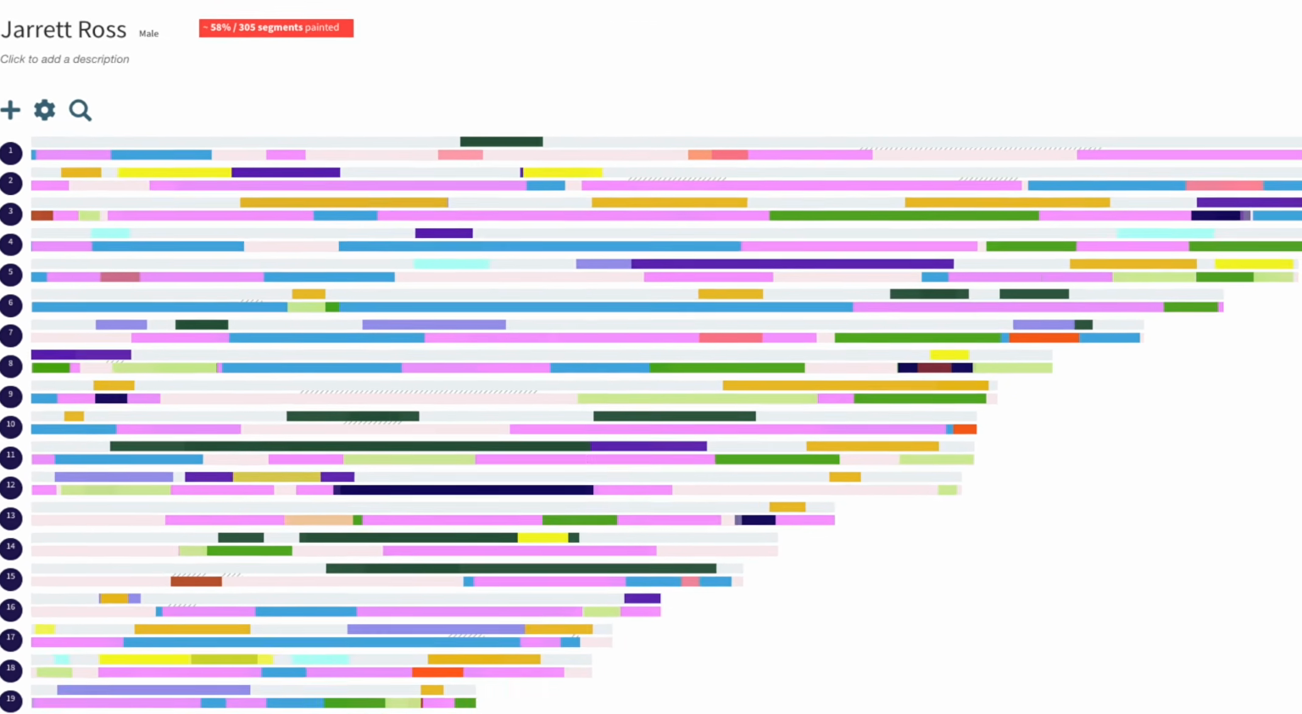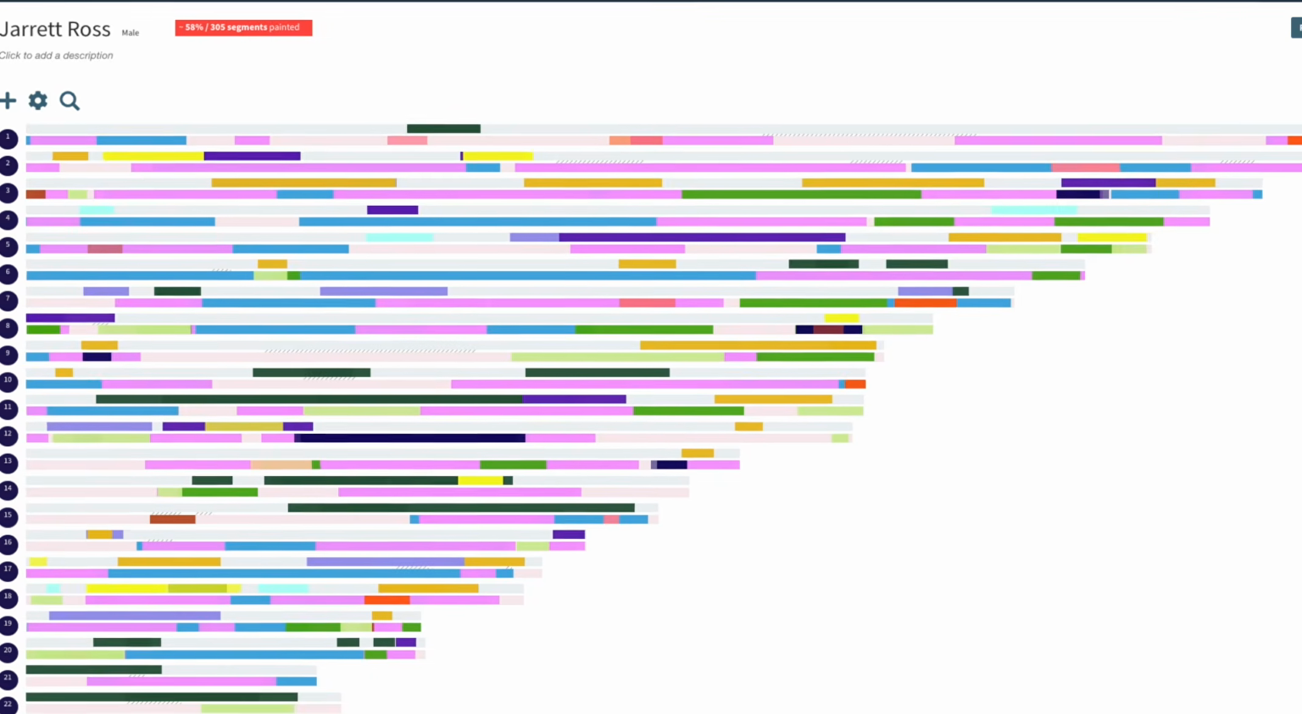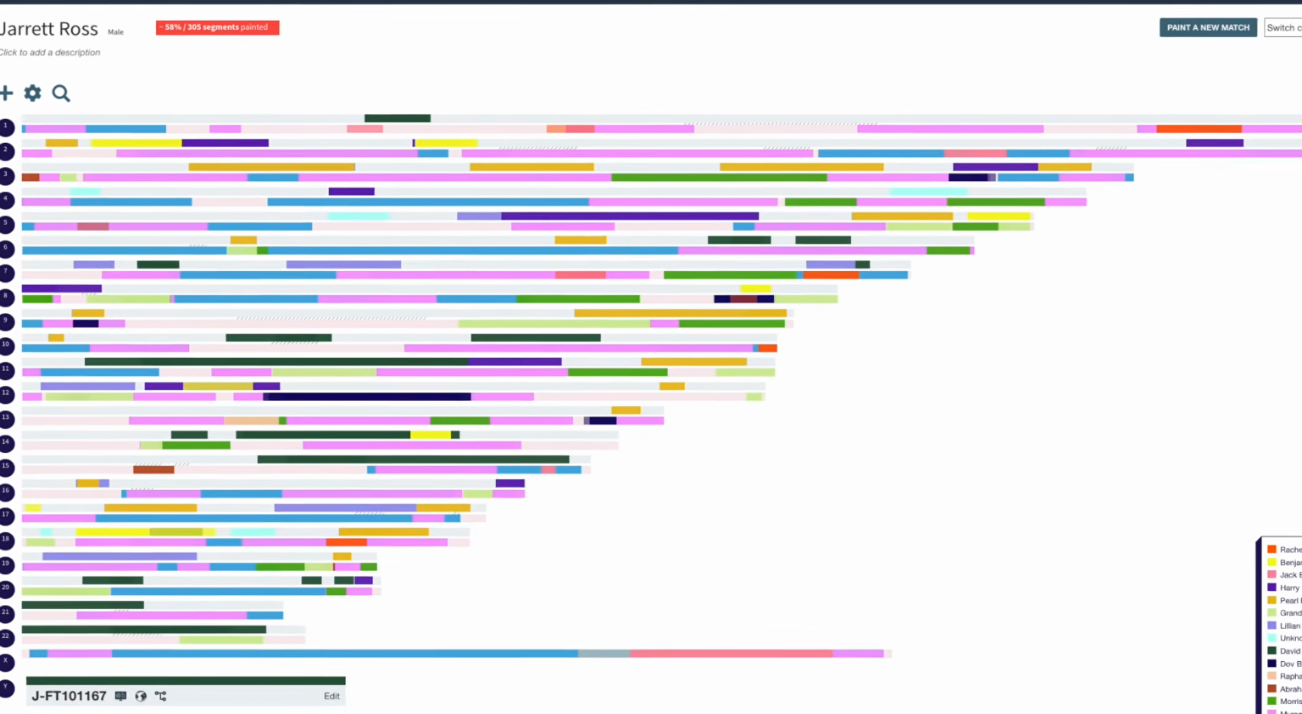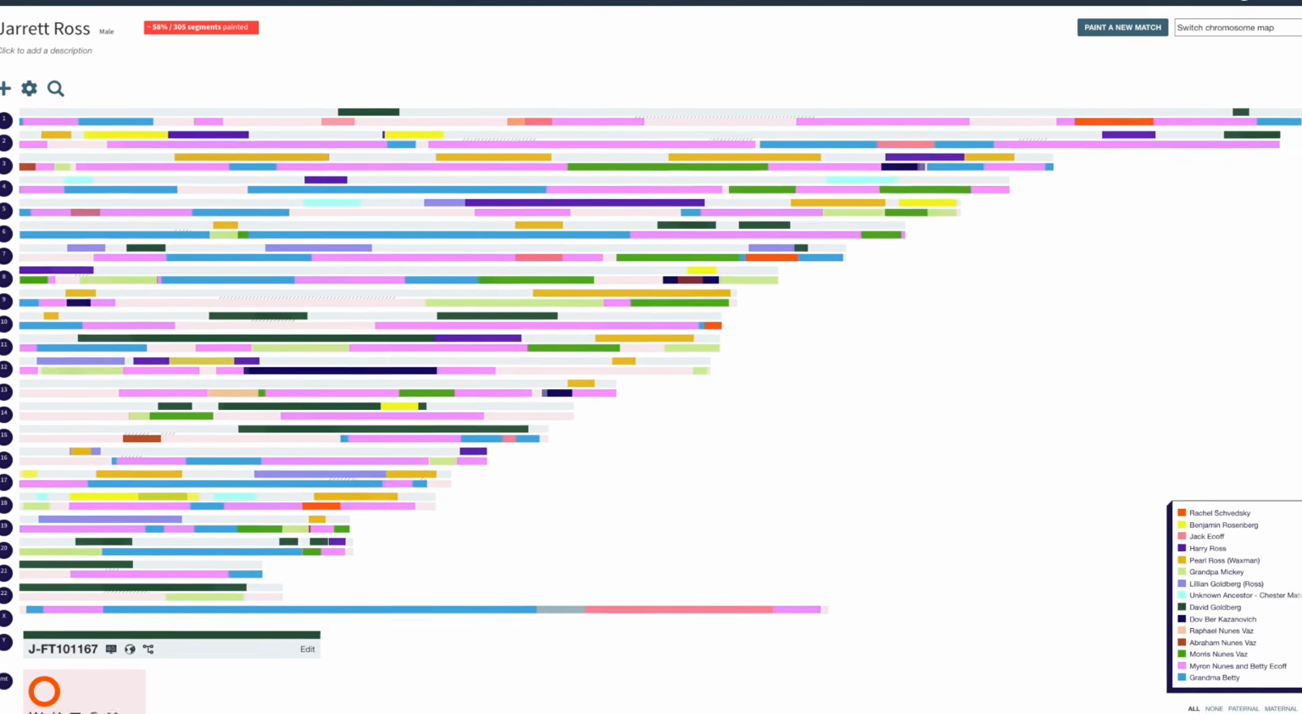But once you assign the data, it colors the chromosomes in your chromosome map where you're matching, and now you're painting your DNA. And once you've identified a bunch of your DNA matches and painted them into your chromosome map, you get something like this. This is my most up-to-date chromosome mapping.